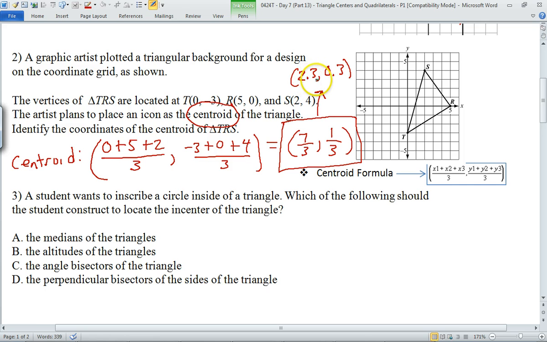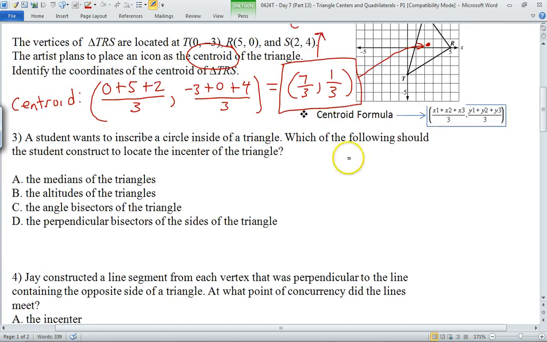So 2.3 comma 0.3. So if I go over 2.3 and I go up 0.3, that would be right about here. Okay? This point would be the centroid of the triangle. So just add that to your memory. The centroid is the one that you can just take the average of the x's and y's. So that's number 2.